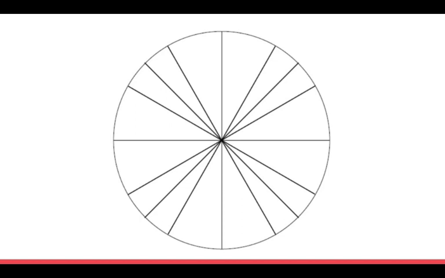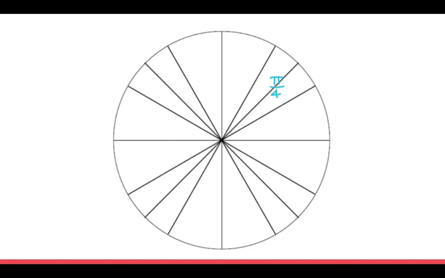Pi over 4 is the angle that's right in the middle of your quadrant. The equivalent to pi over 4 is 45 degrees. So it ends up being right in the middle of your quadrant because a quadrant is 90 degrees, and if I cut that in half, which is 45 degrees, that's your pi over 4. So every increment of 45 degrees is going to be an increment of pi over 4.